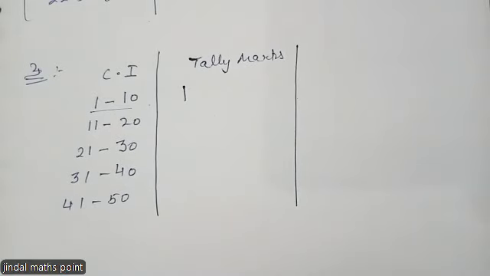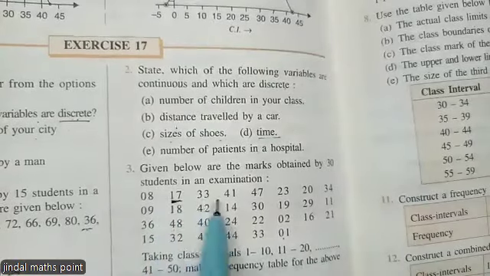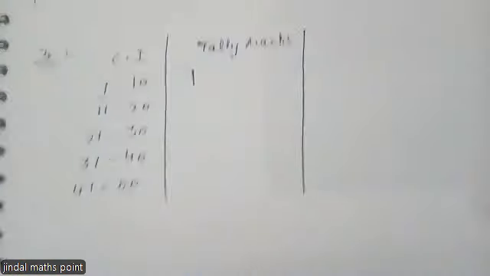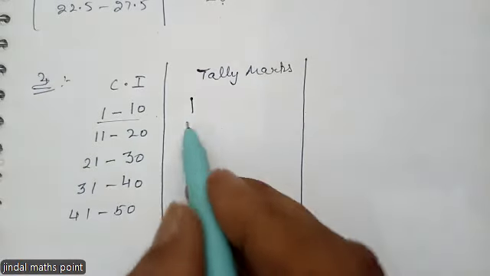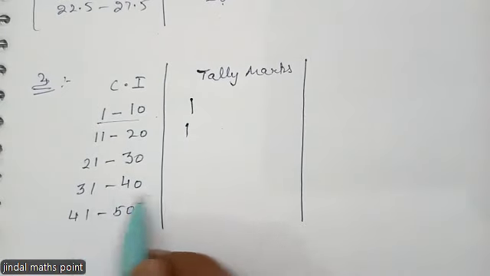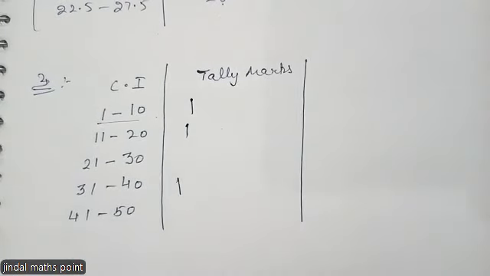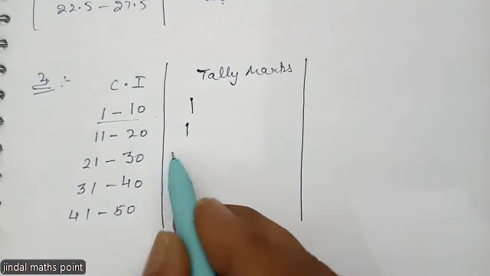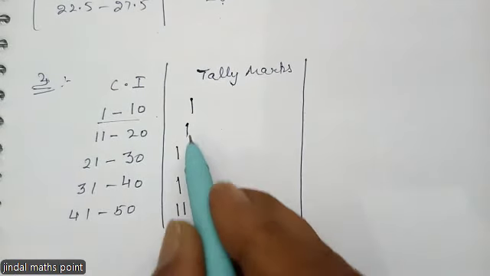Then second value, 70. Third, 33, and so on. 17 lies between 11 to 20, we have to write down one single mark like this one. When 33, that lies between 31 to 40, we have to mark one single line here. Then 41 is here, 47. Next is 23 here, then 20.